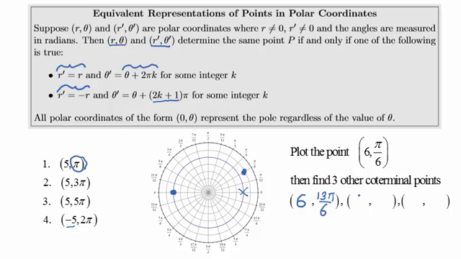Another equivalent representation would be the ordered pair (6, 25π/6). Another one would be (6, 37π/6).